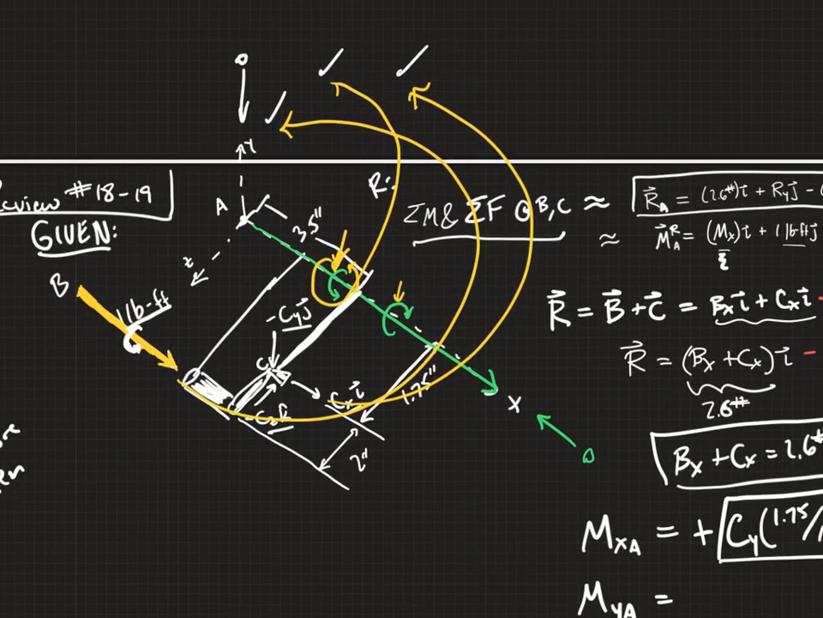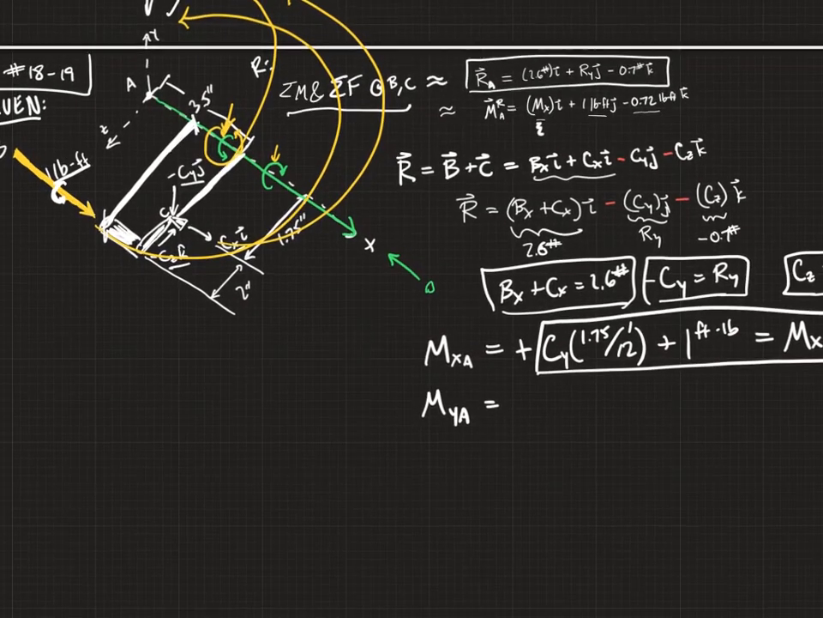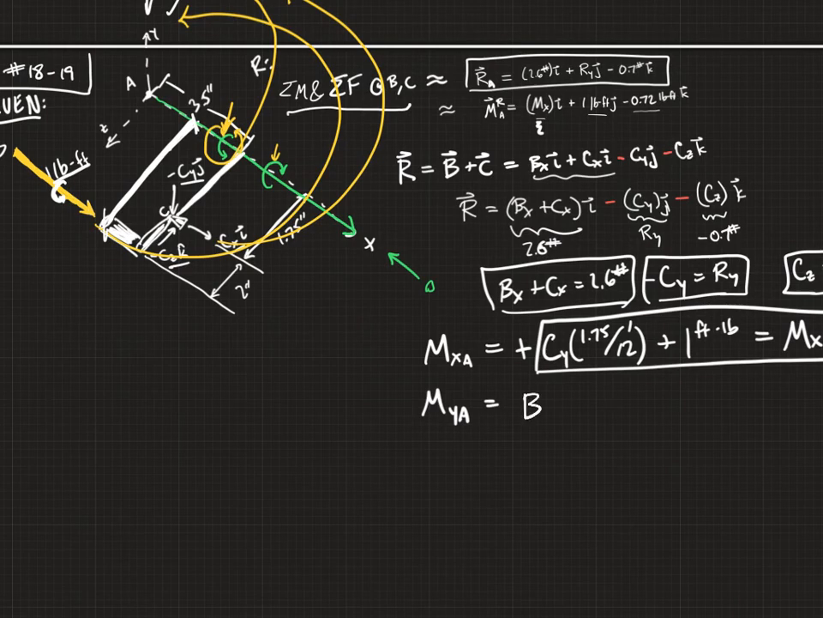Okay, so let's start with B. Its moment arm is from here to there, so it's a right angle distance, since all these things are happening at right angles. So that is a total of 3.75 inches. So that's going to be B times 3.75 over 12. That's the number of feet. So that one has a positive sign.